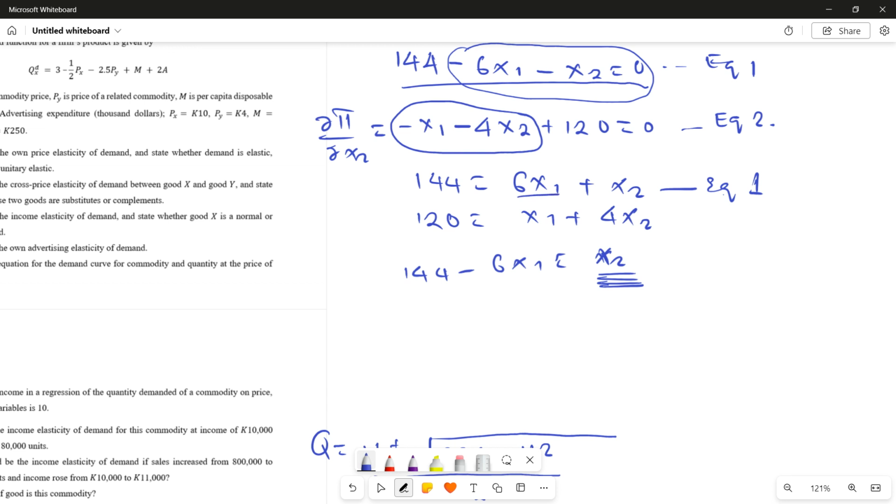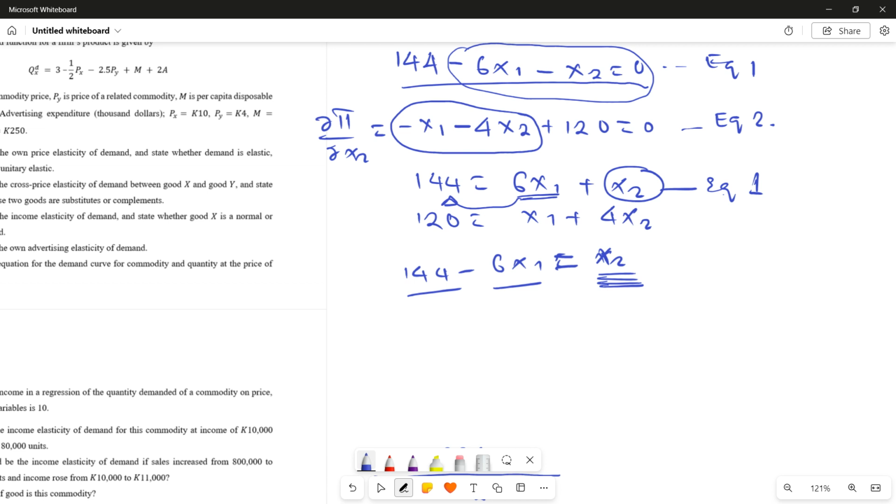We've just taken this term to the other side, so that we can have x2 on the right hand side, meaning that x2 is equal to 144 minus 6x1. Now what does this mean? If you have used equation 1 to make either x1 or x2 the subject of the formula, don't replace x2 in equation 1 again. Replace x2 in equation 2, the other function. Okay, I believe that's clear.